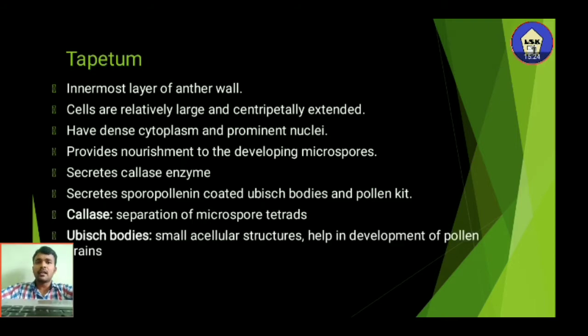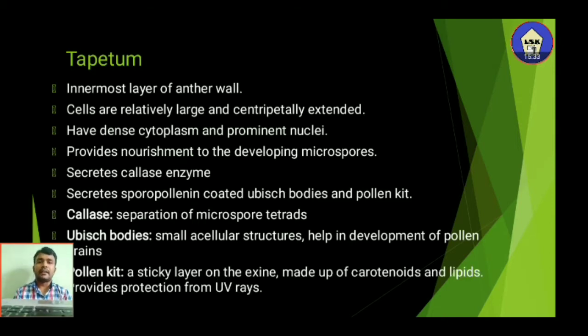And the Ubisch bodies are small acellular structures that help in the development of pollen grains. The pollen kit is a sticky layer on the exine made up of carotenoids and lipids. Just remember, they provide protection from UV rays.